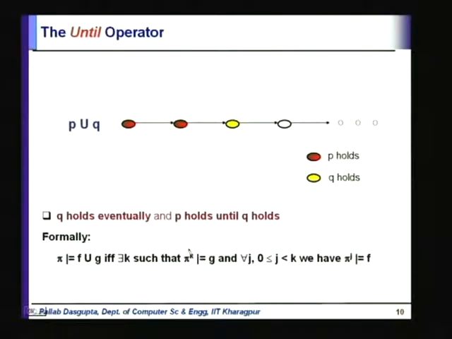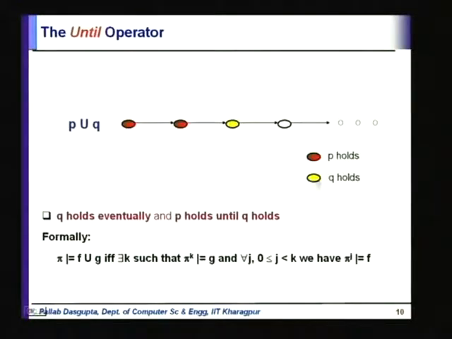Let us look at the until operator now. The p until q operator says that p holds until somewhere q holds. Formally, we write the semantics like this: pi models f until g if and only if there exists some k such that pi k models g. Can you tell me in this example what is the value of that k? 2. This is 0, 1, 2, right. So, pi 2 models g.